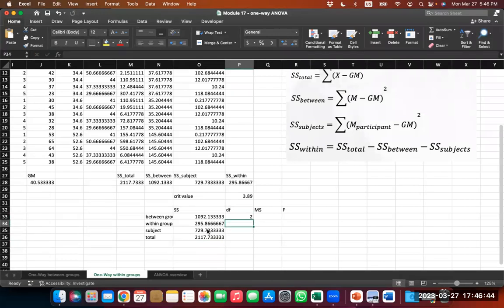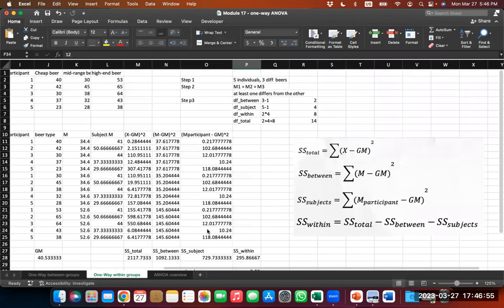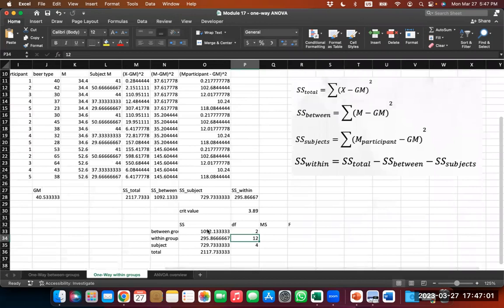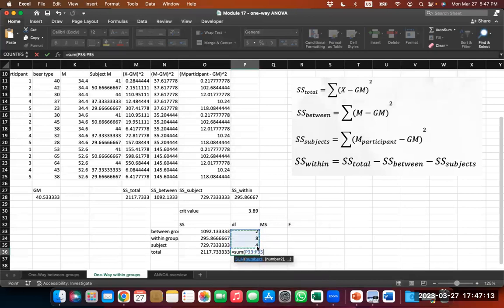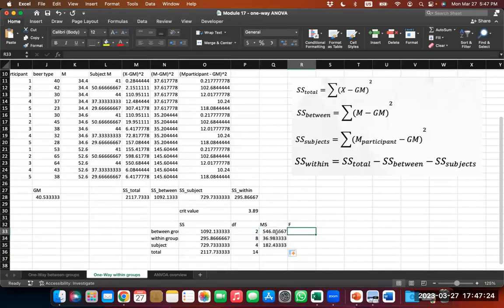Within is, what was it, 12. Subject is 4. Within is 2 multiplied by 4. It's 4 individuals. It's 2 degrees of freedom. That's 8. My bad. Sorry. It's groups minus 1. And the total is basically the sum of these. And we have the variance, that's sum of squares divided by the degrees of freedom. So now we get these three variances.